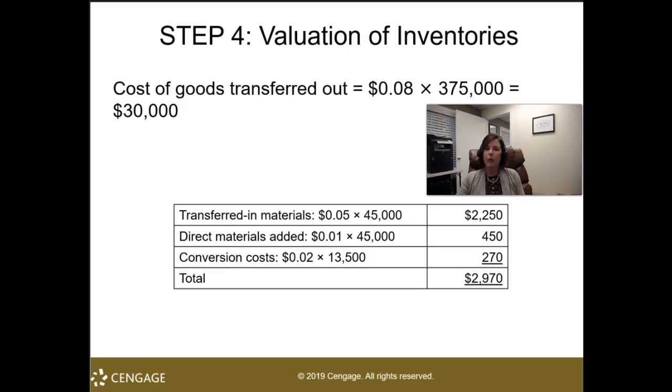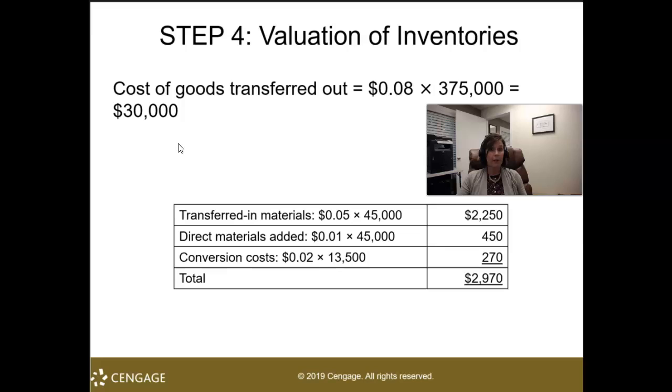Now, we know that we completed a total of 375,000 units between what was basically partially complete when the period started, plus what we started and finished. So if we take that 8 cents and multiply that times the 375,000 units, that gets us 30,000 for the cost of goods that were then transferred on to the next phase in the process.